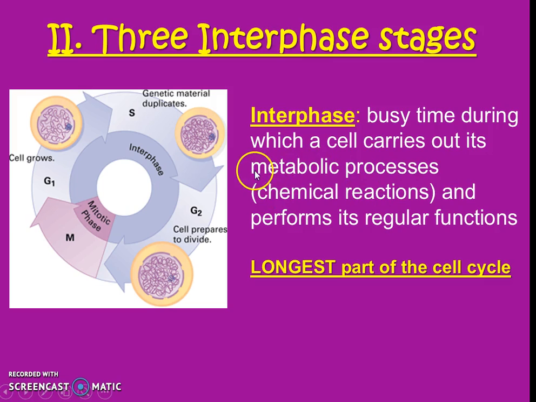And it is when all of the cell's metabolic processes occur. And what does that mean? Metabolic processes means the chemical reactions. So all the things that enzymes do, cellular respiration, moving things around the cell, etc. Those are going to happen during interphase, regular functions. And that's why it takes so long. And it's pretty complicated, so we break it up into three major parts. Let's jump into those three major parts.